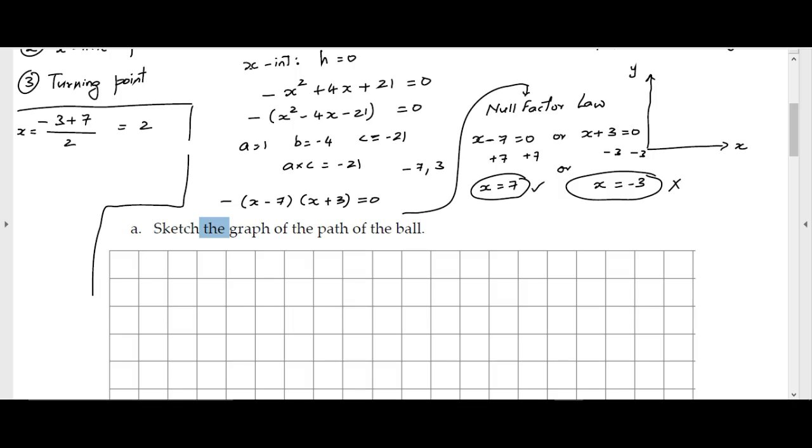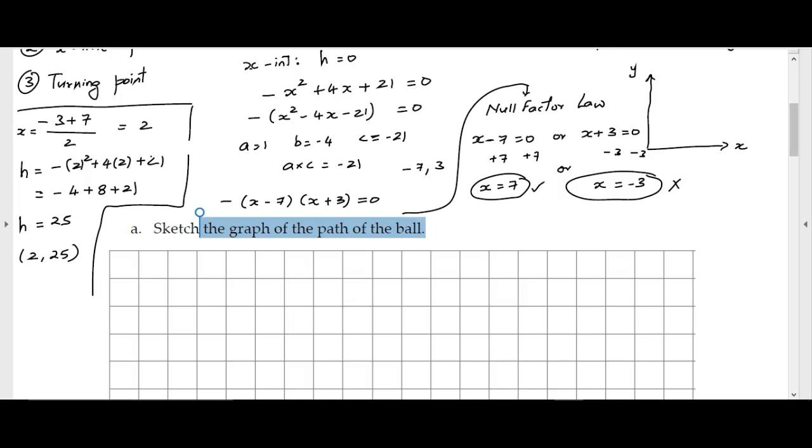We substitute that into the function, so -2 squared plus 4 times 2 plus 21 gives us -2 squared is 4, plus 8, plus 21, which gives us the y-coordinate of the turning point as h equals 25, which means the coordinate of the turning point in this case is going to be 2, 25.